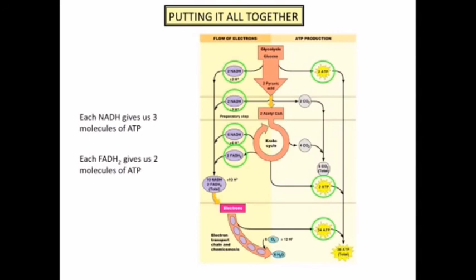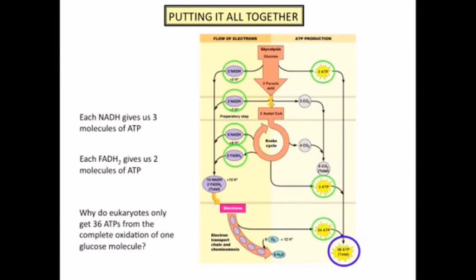Totaling up all of the ATP generated during aerobic respiration, we see that in a prokaryote there are 38 molecules of ATP made for each molecule of glucose that enters. Why do you think it is the case that eukaryotes get only 36 molecules of ATP from each glucose that is oxidized? Think about this before your next class.